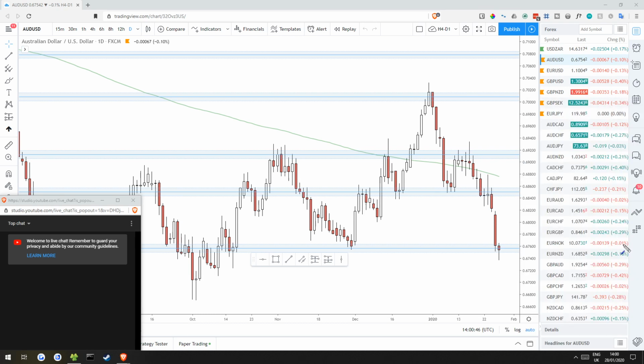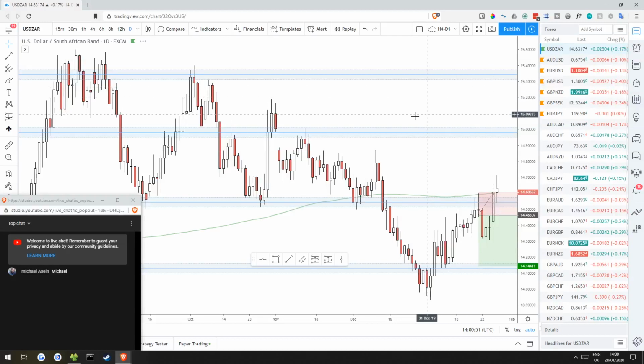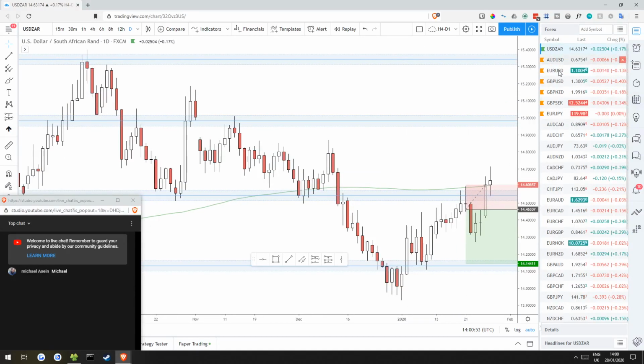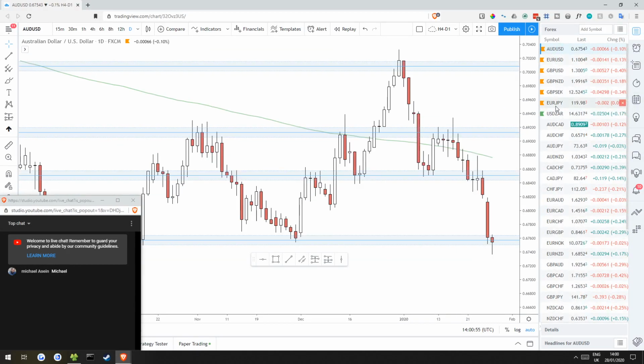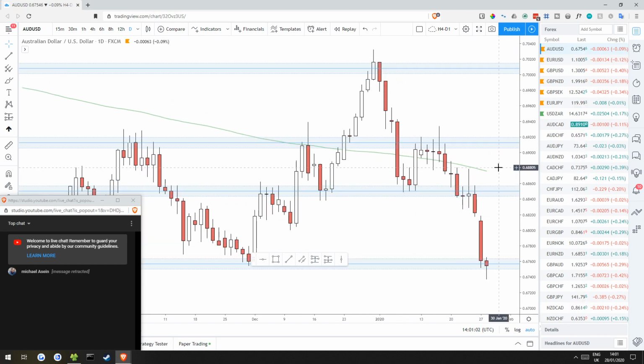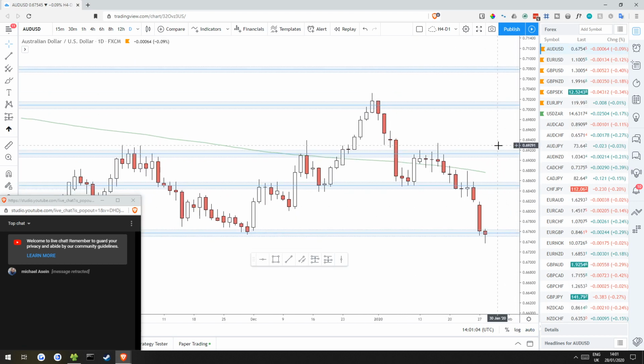You're looking at an AUDUSD daily chart. So let's actually switch over to... well, let's stick with AUDUSD. We'll talk about USD ZAR shortly. I'm going to stick with AUDUSD because we have a pretty decent setup forming here, but also I want to discuss last week's setup.